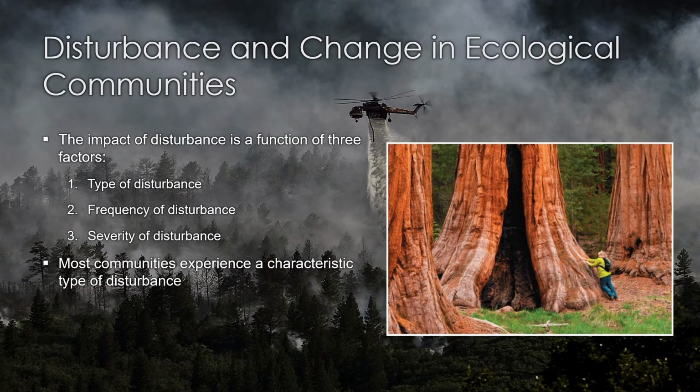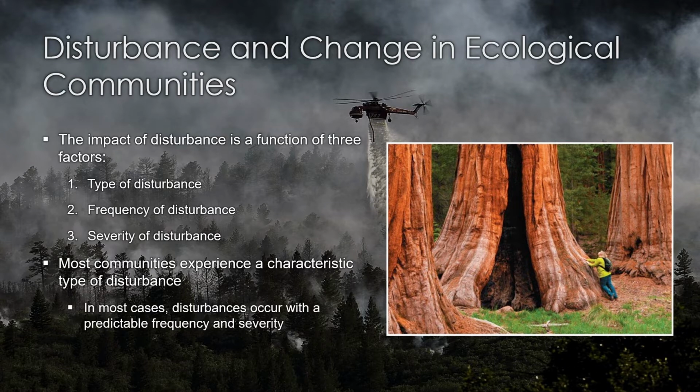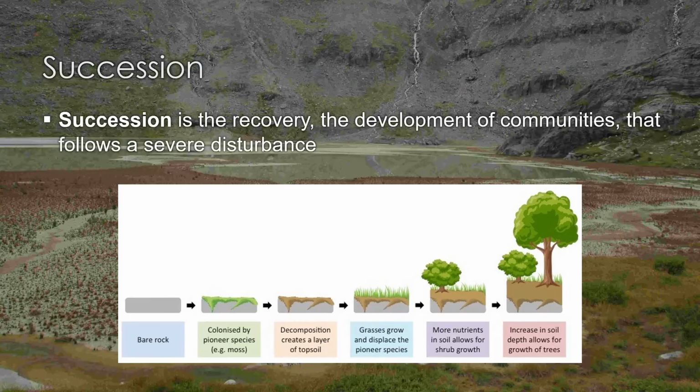Biologists have also come to realize that most communities experience a characteristic type of disturbance. In most cases, disturbances occur with a predictable frequency and severity. Biologists refer to a community's disturbance regime. For example, fires kill most of the existing trees in a boreal forest every 100 to 300 years on average. In contrast, many small-scale tree falls, usually caused by windstorms, occur in temperate and tropical forests every few years.